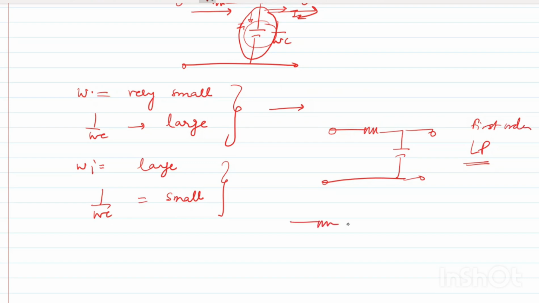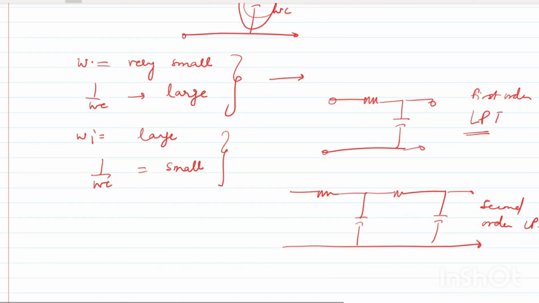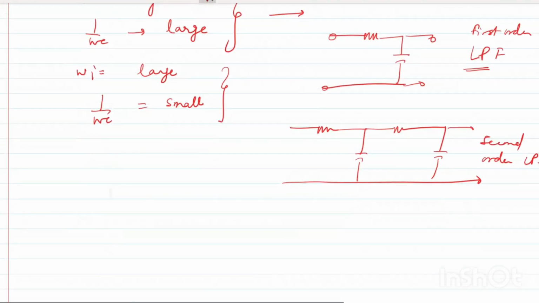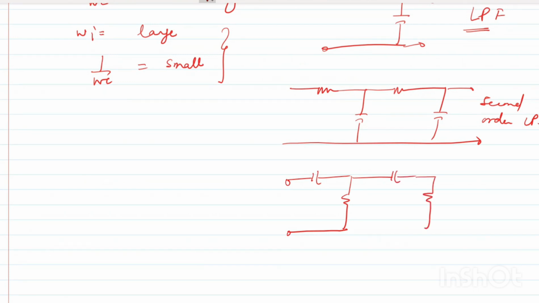अगर मैंने 2 लगा दिए कास्केड में, this is your second order low pass filter. Low pass filter. उल्टा किया हमने उसका. C and R, and then again C and R. This is your second, high pass filter. Clear? Yes, ma'am.